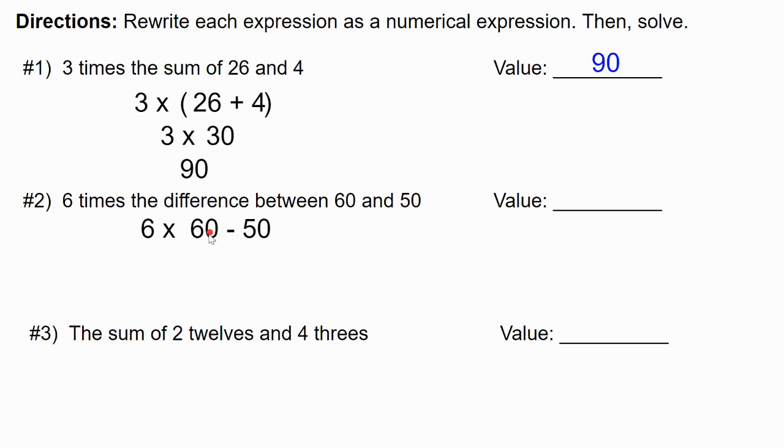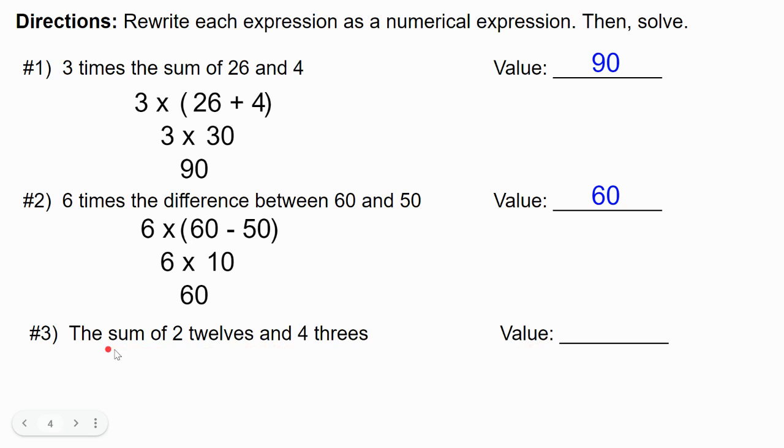In order to find the answer to the subtraction part first, we need to put 60 and 50 in parentheses. This will allow us to solve this portion first. So let's do 60 minus 50, which is 10. And now we can multiply 10 times 6, which is 60. So the value or answer to this problem is 60. Let's try another one.